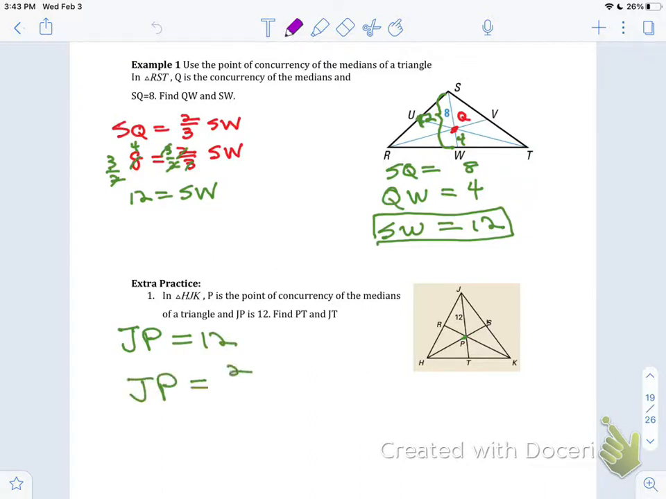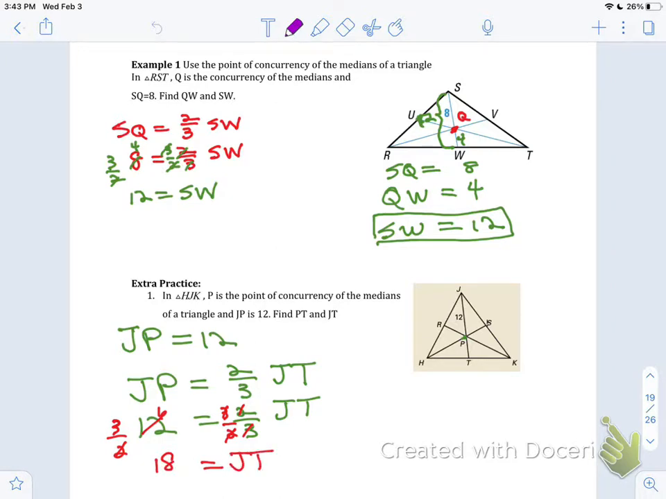So if I know that JP equals 12, and I know that JP is 2/3 of JT, plug in what you know. I know 12 equals 2/3 of JT. So therefore, I'm going to multiply both sides by 3/2. That gets rid of this one. Do the same thing over here, and I get 18 equals JT. So far I know that JT equals 18. What is PT? Well, 12 plus what gives you 18, and that answer is going to be 6.